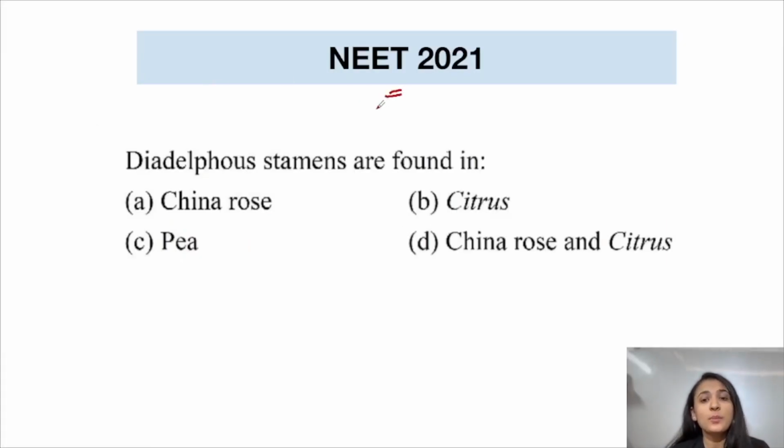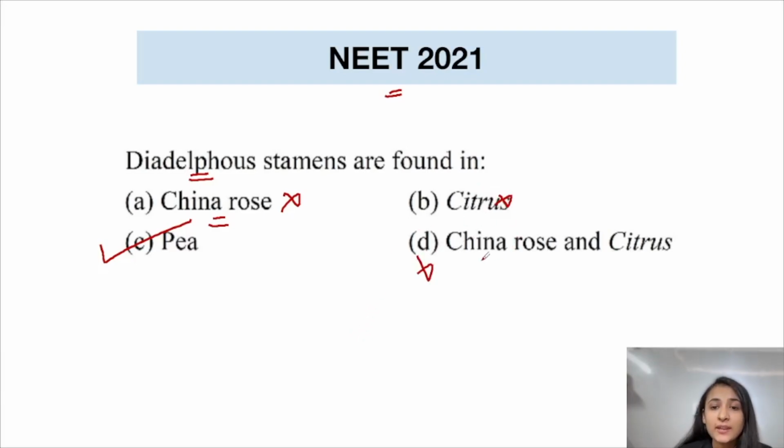Now this question is from NEET 2021. Diadelphous stamens are found in option A, China rose, citrus; option B, China rose and citrus. So this is the same question only, just asked in a different way and asking only about the condition of stamens that is present. So we studied already that diadelphous stamens are found in pea. So options A, B and D are incorrect.